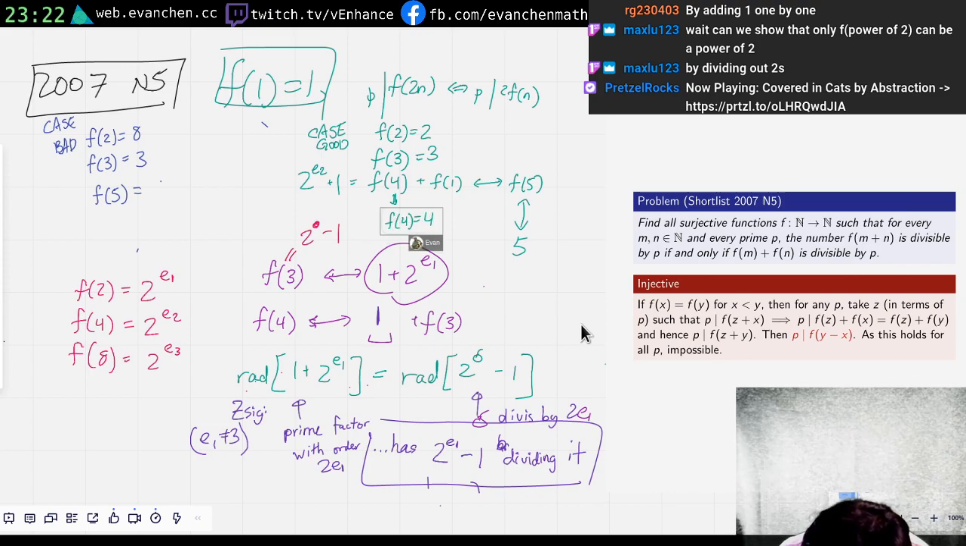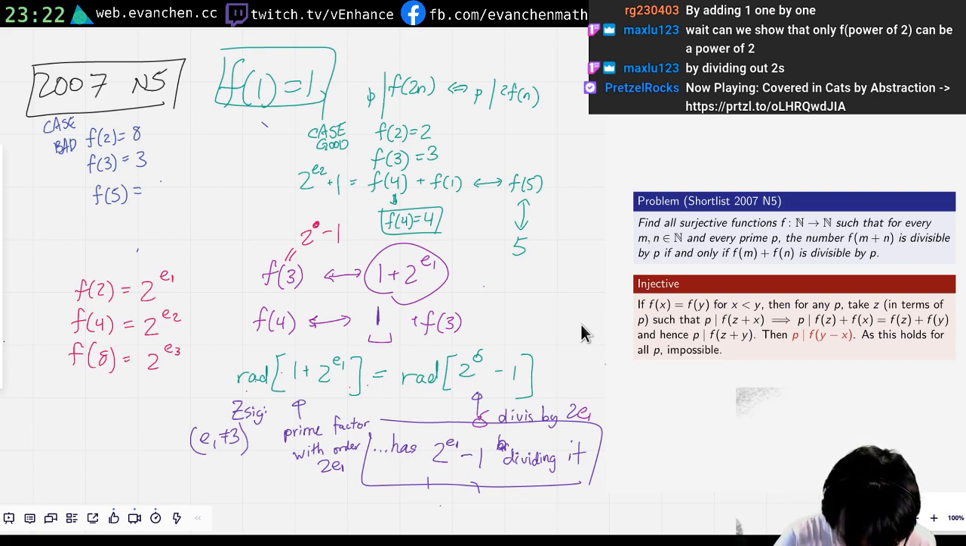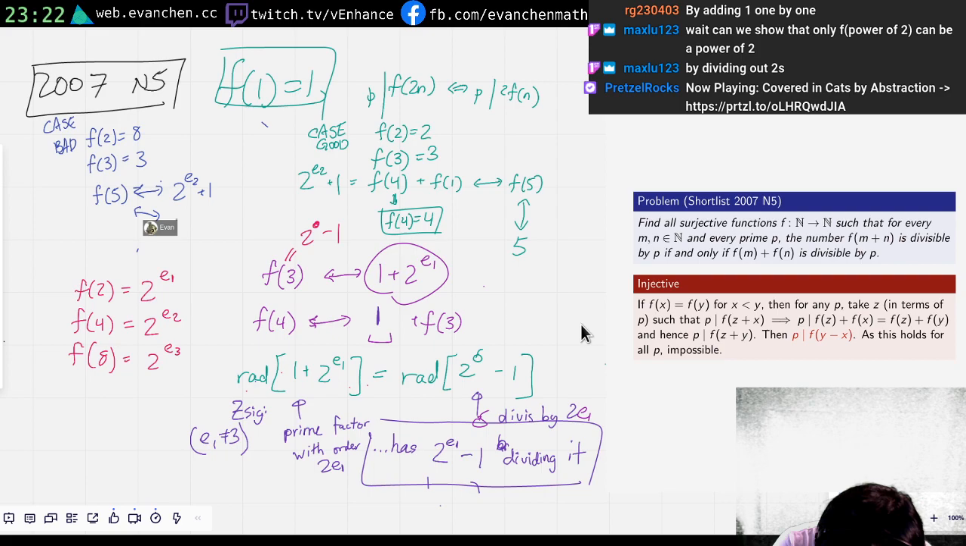So the good case is looking really good, and I'll polish this up in a moment once I figure out what's going on. Let me roll out the bad case. In the bad case, if I look at f of 5, it has the same prime factors as f of 4 plus f of 1, so 2 to the e2 plus 1. It also has the same prime factors as 8 plus 3 equals 11. However, 2 to the e2 plus 1 is never divisible by 11. So the bad case dies.